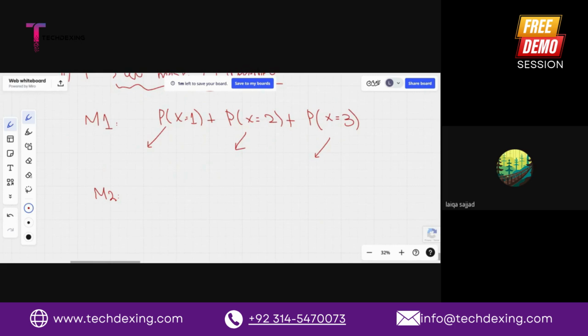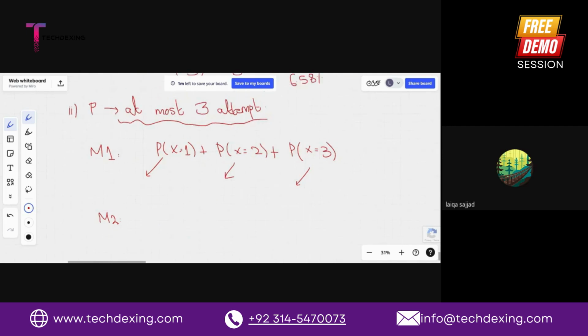Okay, so how can we do that? It is saying that at most 3 attempts, she must be successful in at most 3 attempts. It means that she must not fail in all the first 3 attempts, right? She must get successful in any of the first 3 attempts. It means that not failing, this is the same thing said in two different ways. Not failing all first 3 attempts.